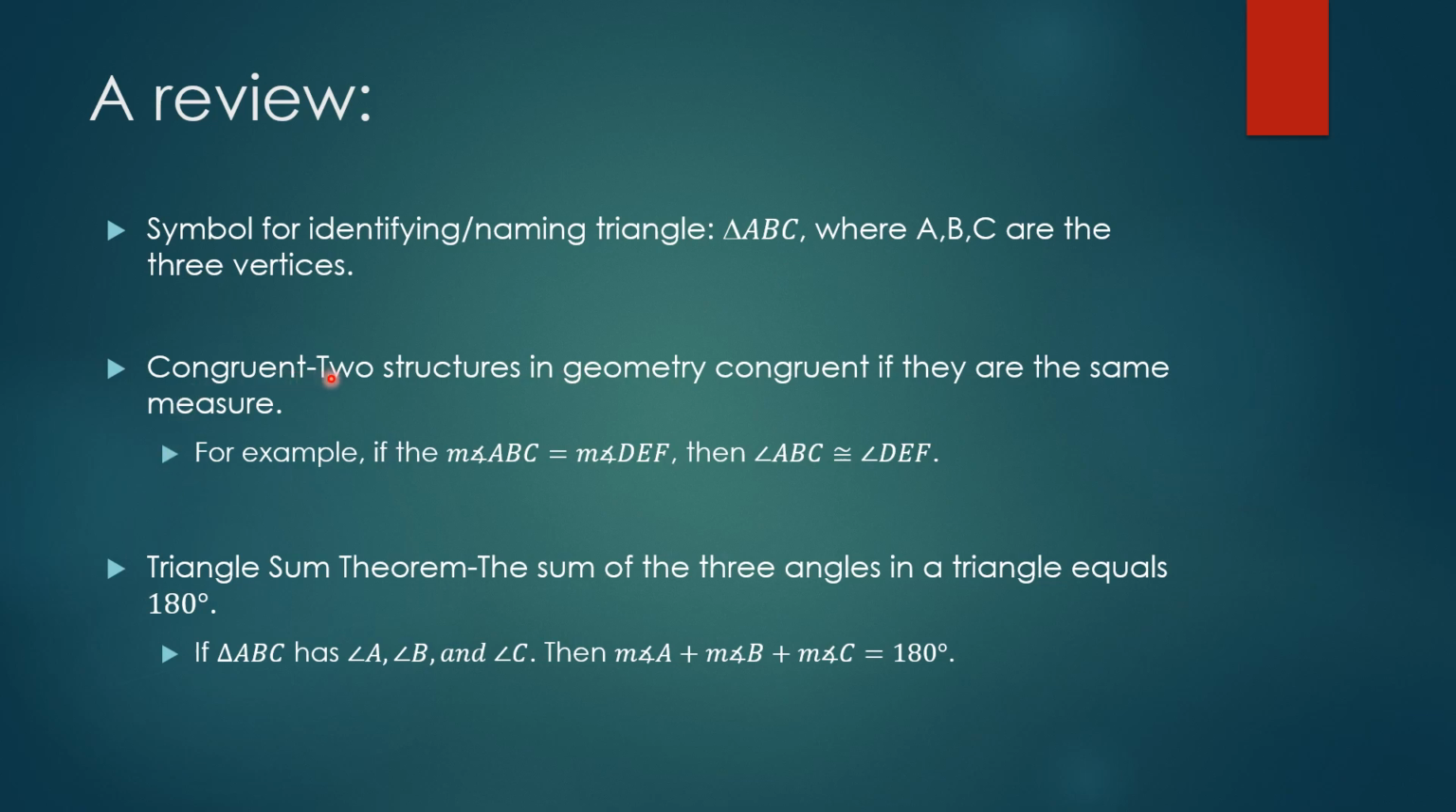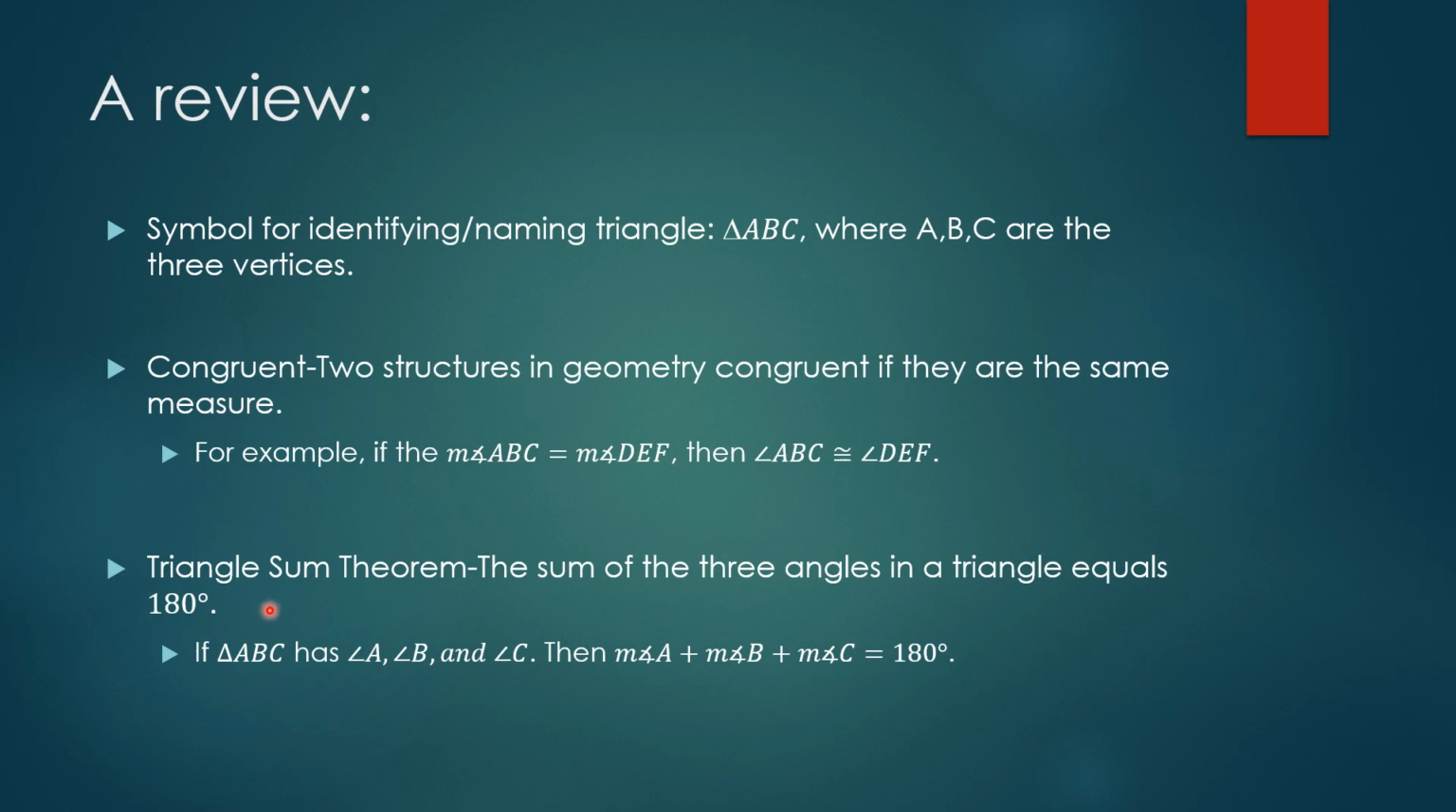Remember that congruent means that if two structures in geometry are congruent, then they have the same measure. For example, if the measure of angle ABC is the same value or same number as the measure of angle DEF, then we can say that the angles themselves are congruent.